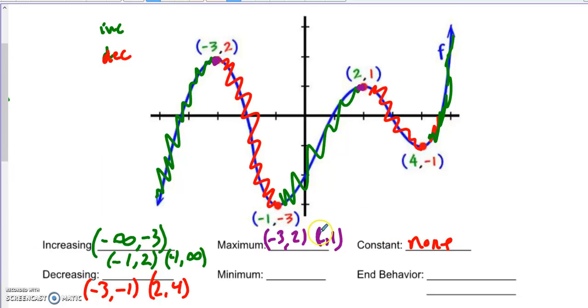No, they're not the highest the graph goes. Oops, I should rewrite that. The graph goes higher over here. It keeps going up here. But they're tops of hills around them, so we call them relative maximums. So we are counting those as maximums.